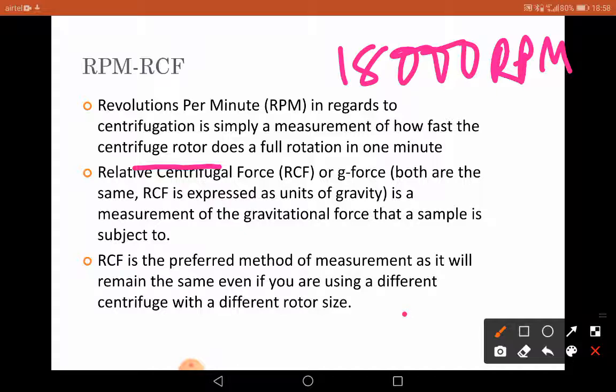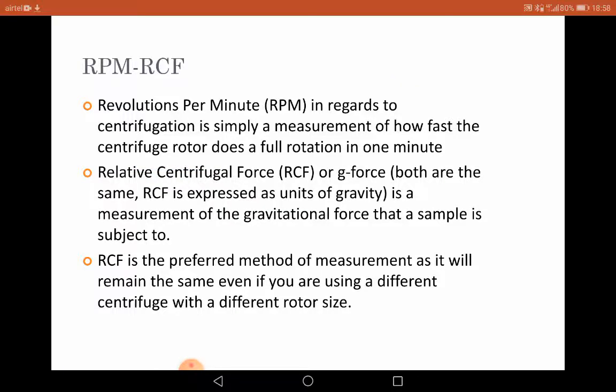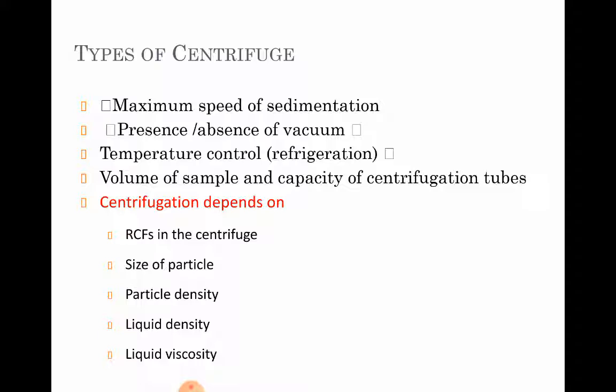RCF is expressed as units of gravity, a measurement of the gravitational force that a sample is subjected to. So RCF is the preferred method of measurement, as it will remain the same even if you are using a different centrifuge with a different size of rotors. Types of centrifuge depend upon the speed, maximum speed of sedimentation, presence or absence of vacuum, temperature control like refrigerated centrifuge, non-refrigerated centrifuge, volume of sample and capacity of the centrifugation tubes.